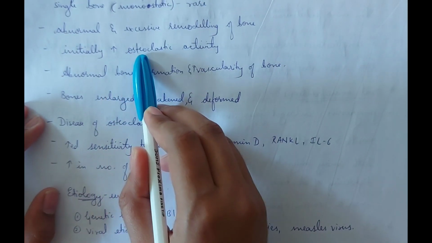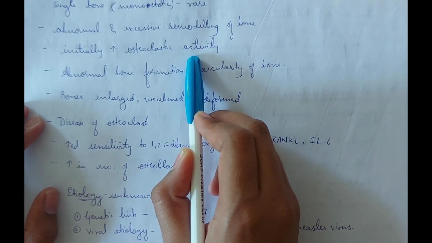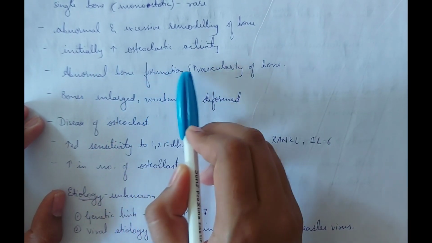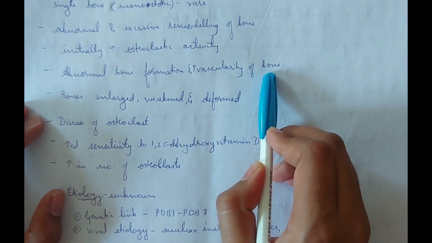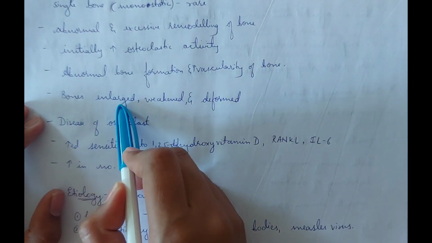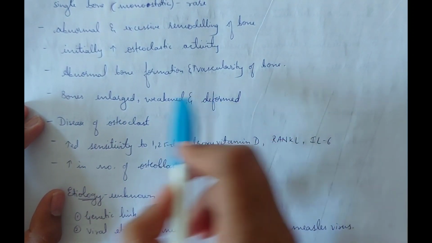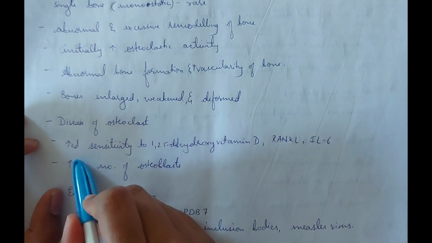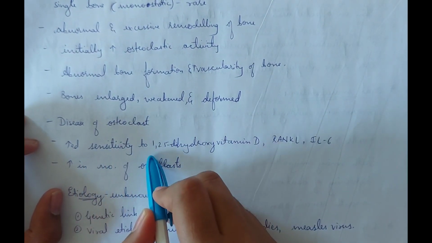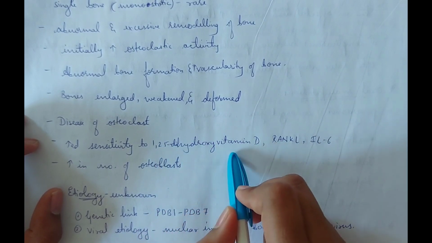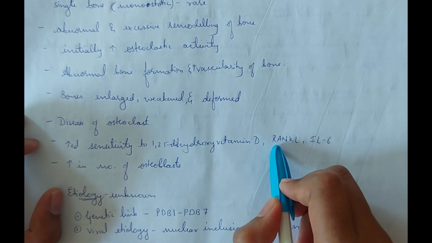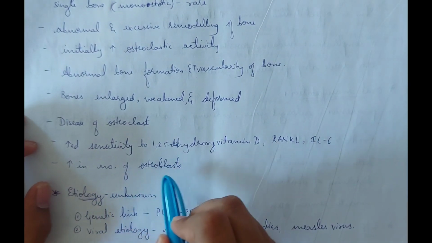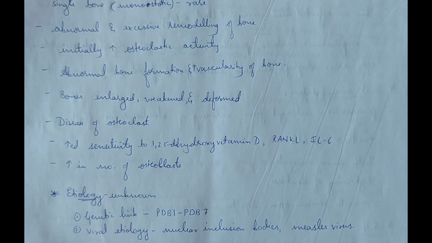Initially, increased osteoclastic activity is seen where the bone is resorbed a lot. Abnormal bone formation and increased vascularity of the bone is seen. Bones are enlarged, weakened, and deformed. It is also known as a disease of the osteoclast. It has increased sensitivity to 1,25 dihydroxyvitamin D, RANKL, and interleukin 6. Increase in number of osteoblasts is seen here.